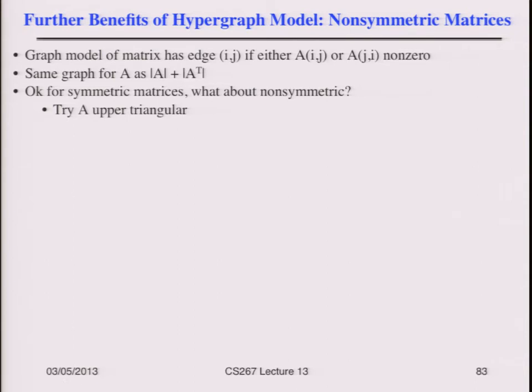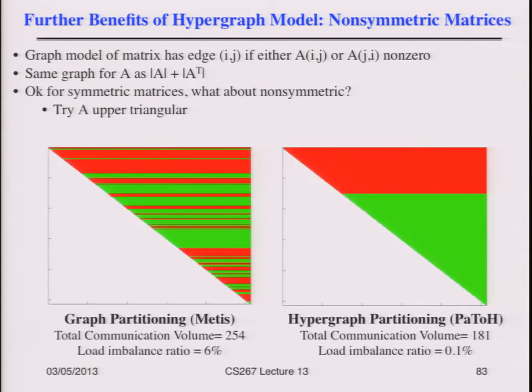I'm going to take a dense upper triangular matrix and apply Metis, and I'll apply Pato, and divide it into just two pieces. And so here are the partitions that you get. And now the communication has dropped rather more dramatically from 254 to 181. But even better, the load imbalance is a whole heck of a lot better. It's 0.1%. Basically, it's perfectly balanced versus 6%. So these are all kind of toy examples, but they give you the sense of when you might want to use hypergraph partitioning as opposed to graph partitioning.